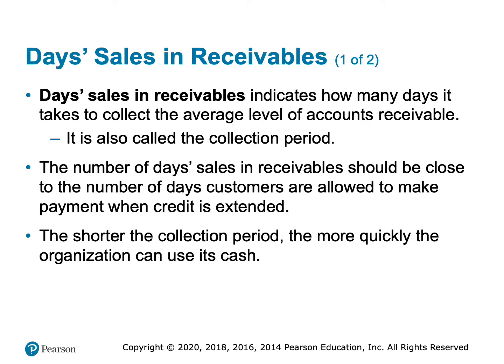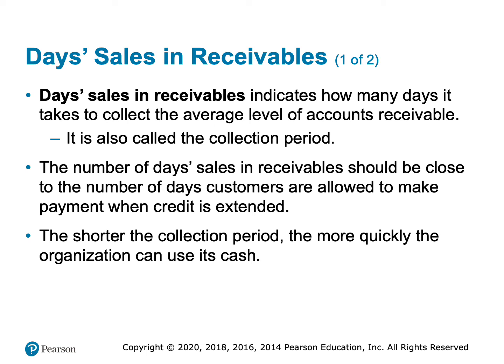Now, what I really want to know though is the days sales in receivables. So days sales tells me on average how many days it takes to collect the average level of receivables. We want to make sure that the average level of receivables isn't longer than our collection period. So if we've said that the collection period is, let's say, 30 days, we expect customers to pay us in 30 days, but our average is 33 days, then that means that more than half of our receivables are being collected late, and that's a problem.